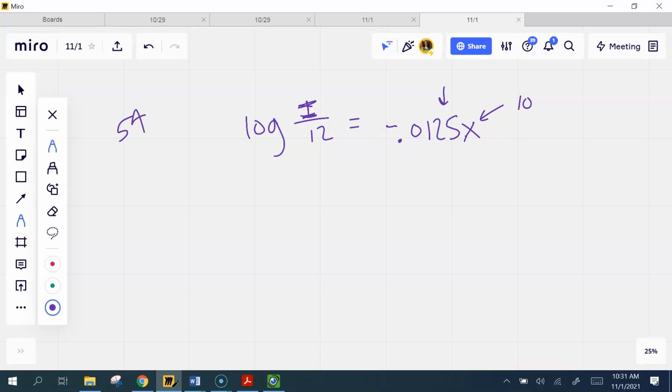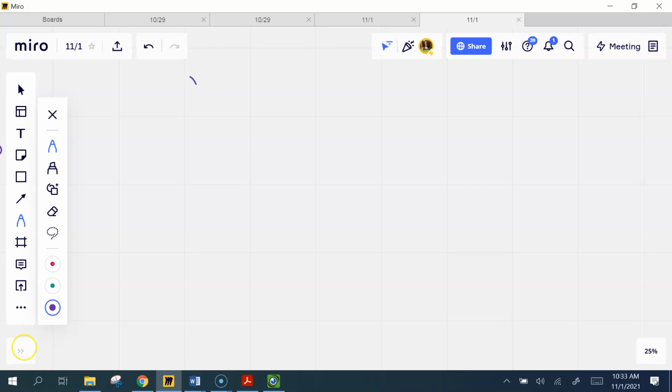Anything else before we move on to equations? You do not look like you feel well. Are you sure you're okay? All right, let's move on then.